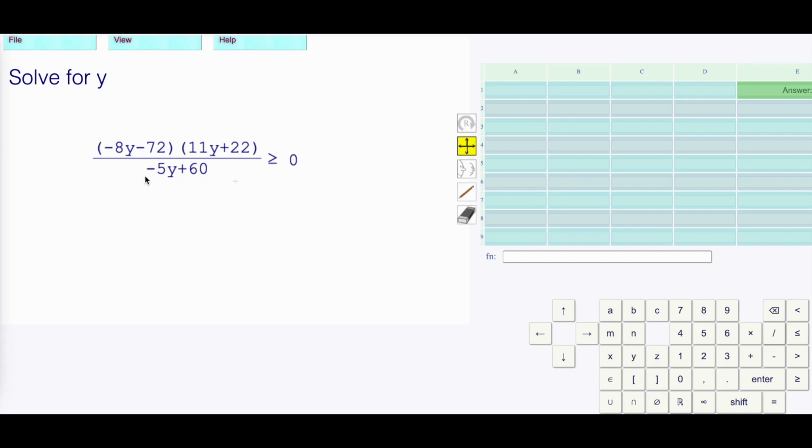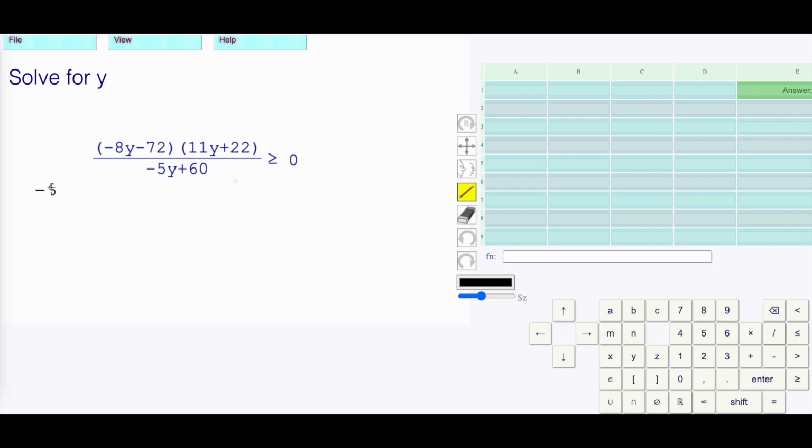Here's a level 17 type question. We have negative 8y minus 72 times 11y plus 22 in brackets, all divided by negative 5y plus 60 is greater than or equal to 0. Set the top equal to 0. This bracket times that bracket is 0. I'm going to set each of these brackets to being 0.